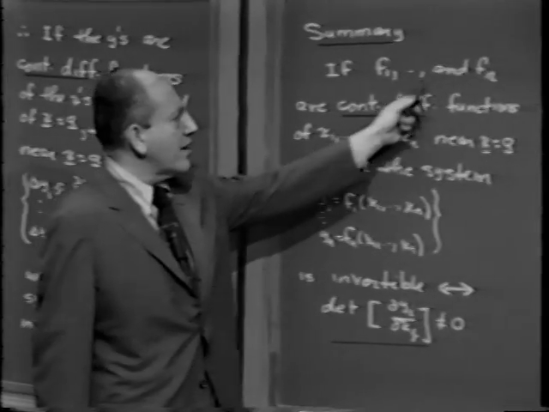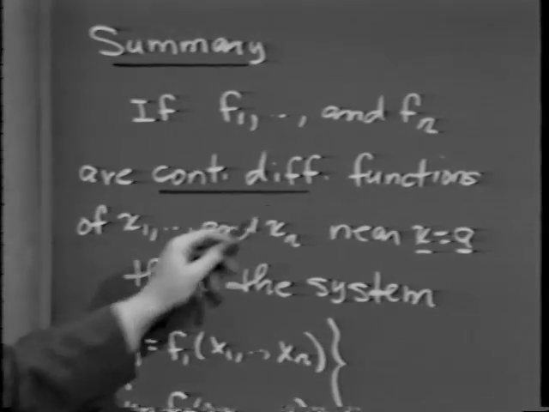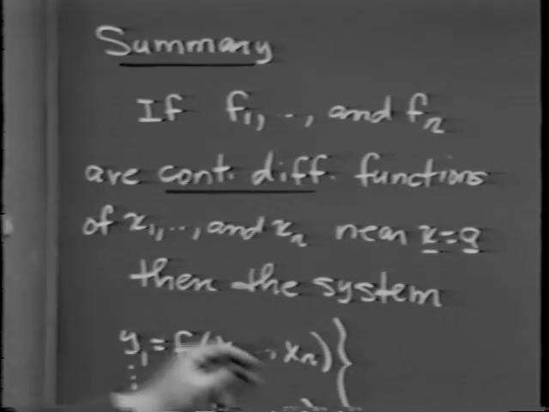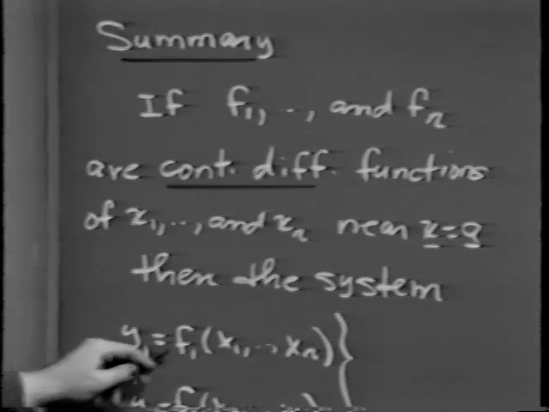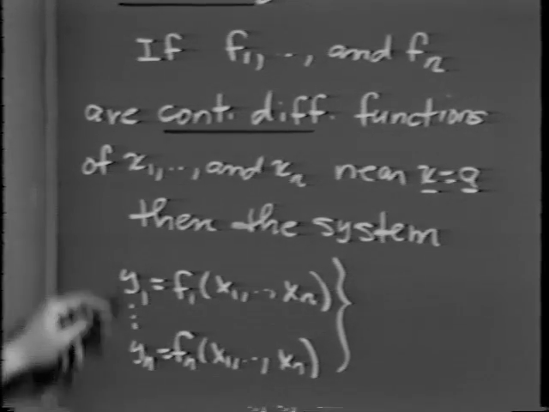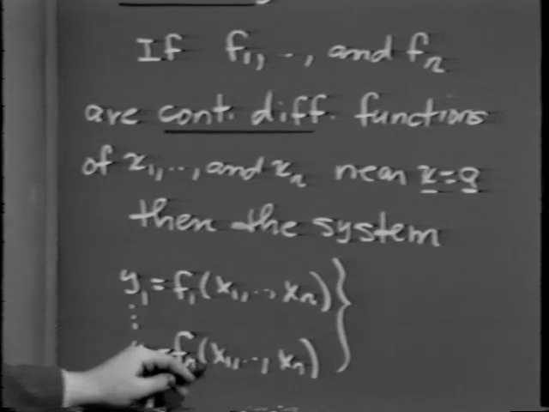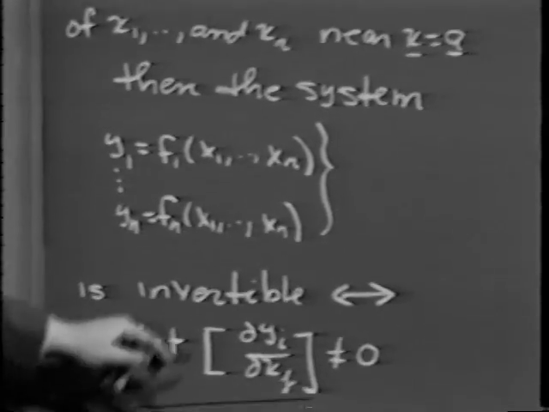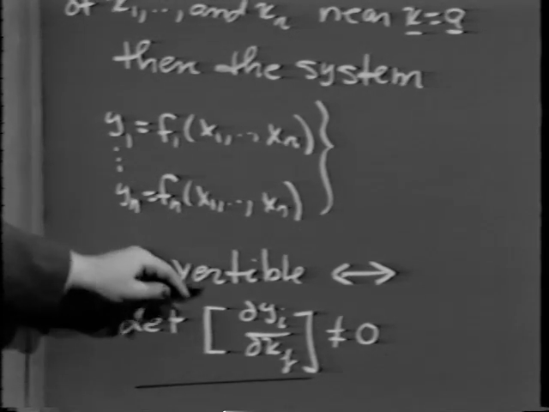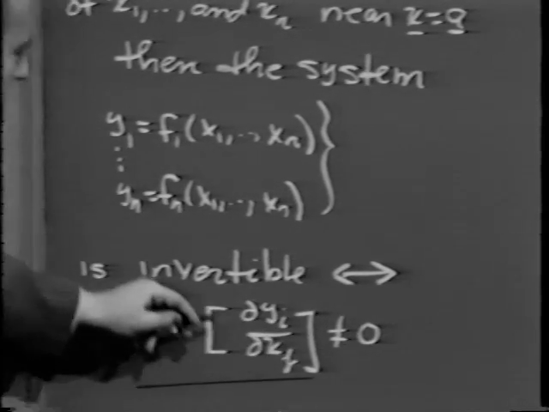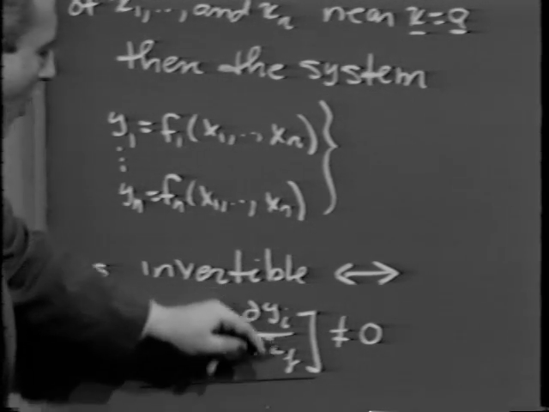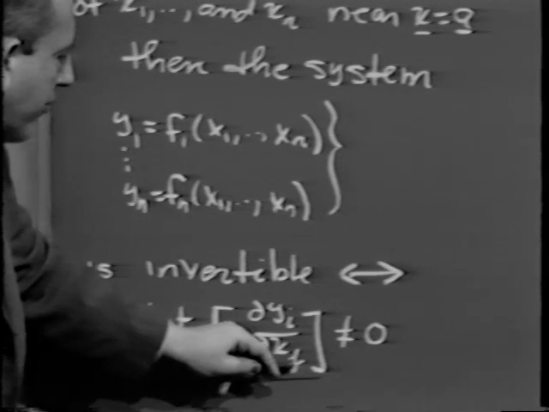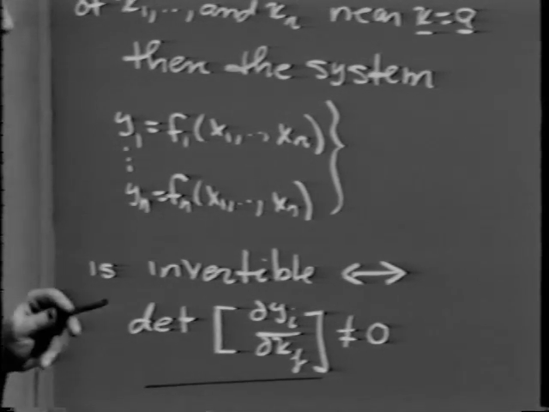And let's just summarize that then very quickly. If f sub 1, etc., and f sub n are continuously differentiable functions of x1 up to xn, near x bar equals a bar, then the system y1 equals f1 of x1 up to xn, etc., yn equals fn of x1 up to xn, is invertible if and only if the n by n determinant, whose entry in the ith row, jth column is the partial of y sub i with respect to x sub j, is not 0.